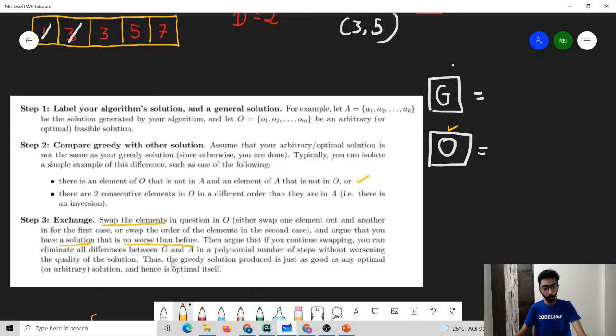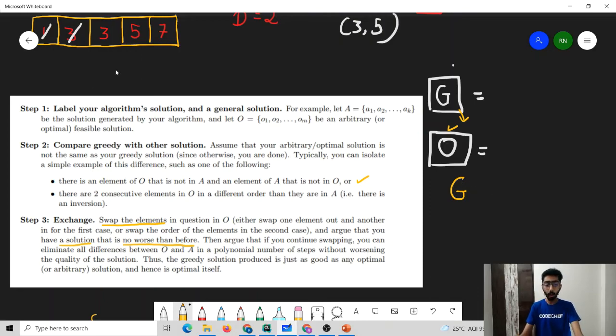So using this approach, we are going to slowly convert the optimum solution that we initially had into the greedy solution. And since in every step we are making sure that the new solution that we got is still a valid and an optimum solution, we have indirectly proved that the final solution, which will be the greedy solution, is going to be an optimum solution. And hence we have proved that our greedy algorithm was correct.